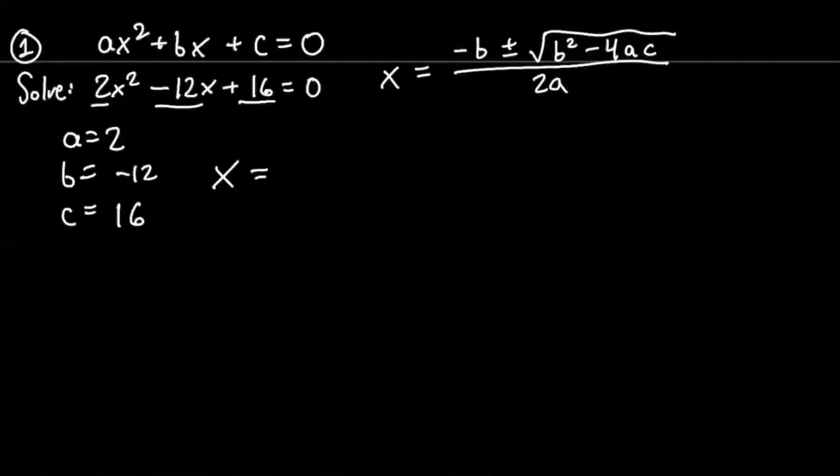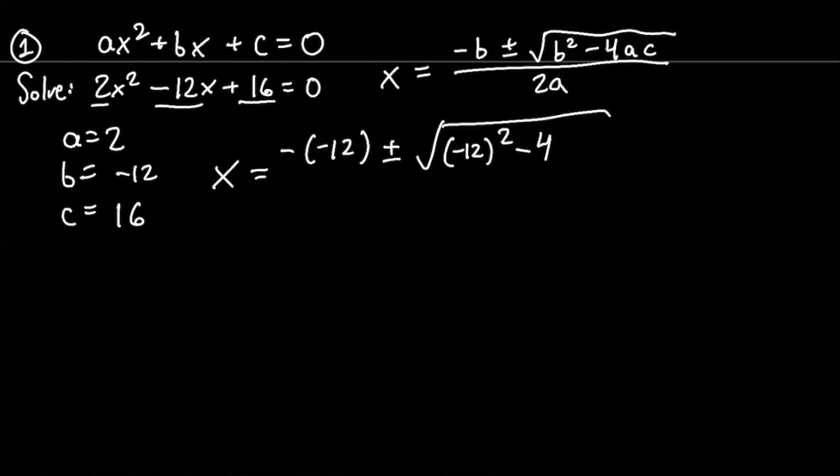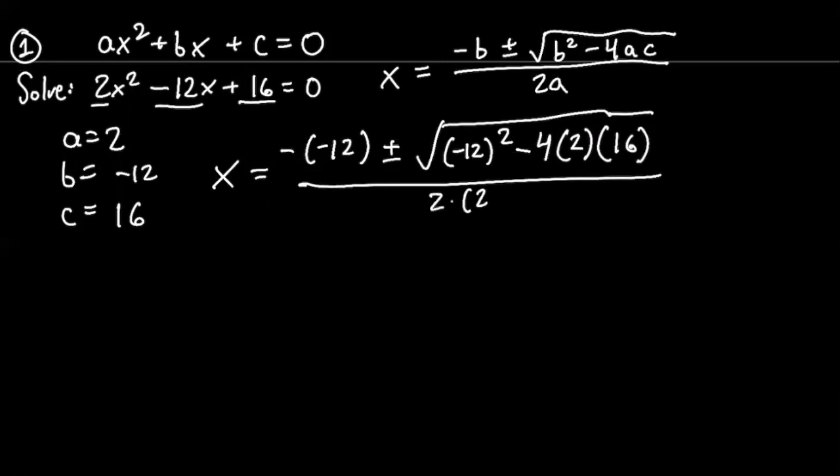Okay, so we have negative b. B is negative 12, so negative 12, plus or minus the square root of b squared, so b is negative 12 squared, minus 4 times a, which is 2, times c, which is 16, all divided by 2 times a, which is 2. So all we're doing is substituting a, b, and c for the a, b, and c's that we see in our quadratic formula. Then we have to simplify.